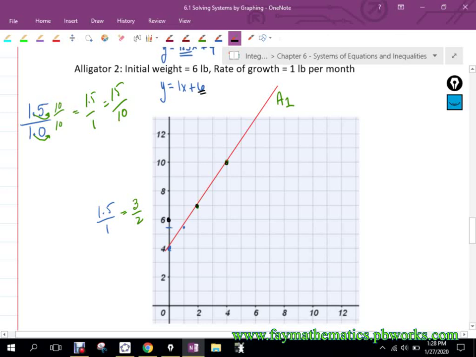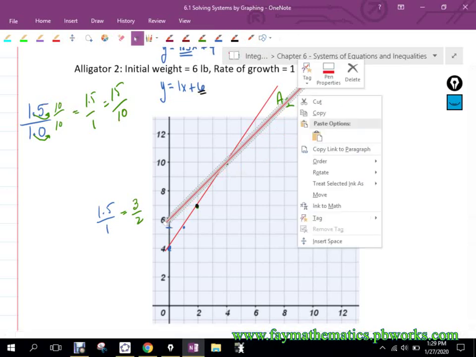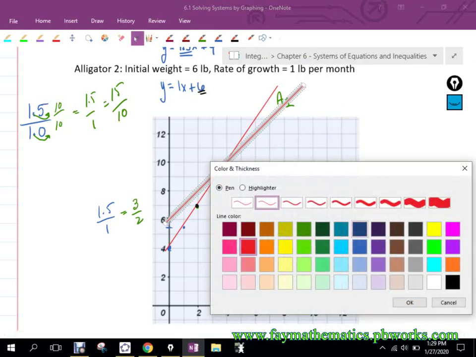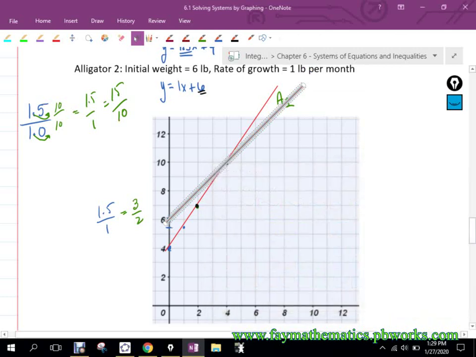Okay, I got it. Okay, so the bottom one is the y-intercept of 6, right? And then up 1, over 1. I keep doing that, right? So now if I connect those, it gives me that line. Let me change its color. Gives me that blue line, right? So where do they cross? 4, 10.